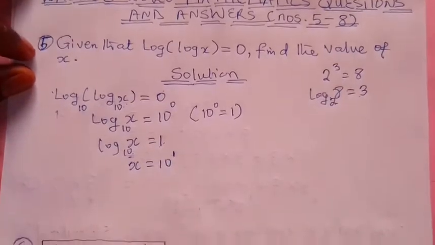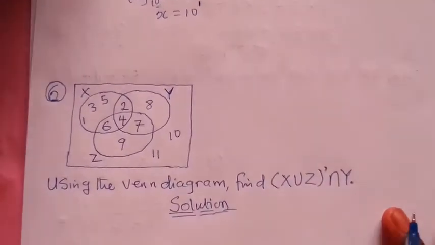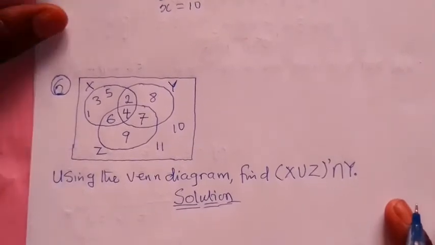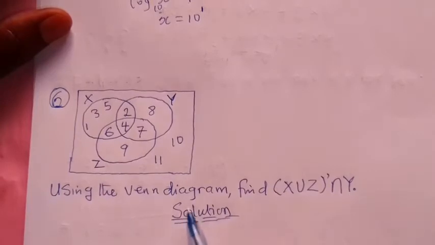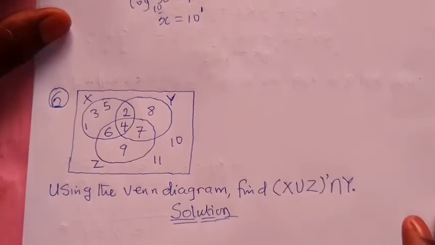Now let us take the next question. In the next question here, we are dealing with sets. And here it says, using the Venn diagram, find x union z prime, that is the complement of x union z, then intersection y. So how do we solve this problem?